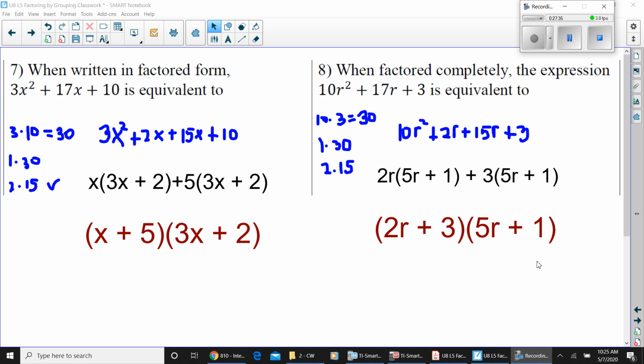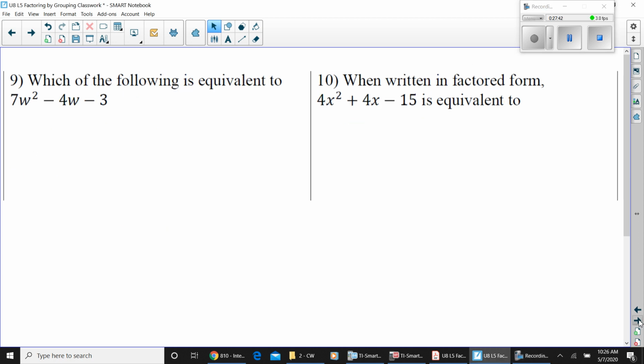You could pause the page and just look at your work, and hopefully it does match up. We're going to move on to the last two, and I'm going to ask you to pause the video again, and see if you could work on these 2 problems. All right, you can press pause now.